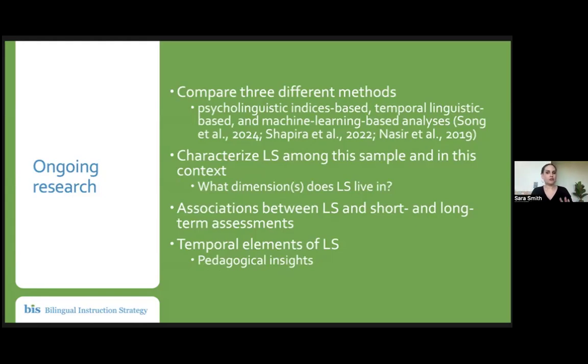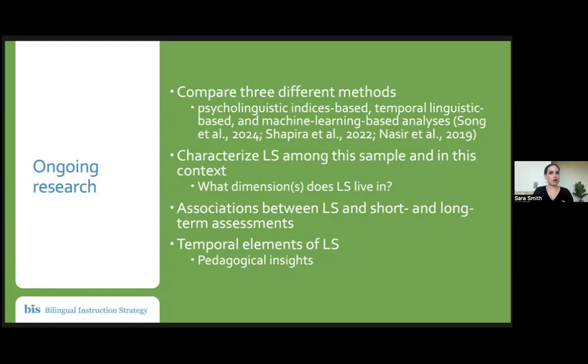And we're also particularly interested in these temporal elements. So when does linguistic synchrony occur? Are there, for example, times in the lesson that we see more linguistic synchrony? Could it relate to inferential language? Could it be more chit-chat, right? Maybe there's more linguistic synchrony in the chit-chat portions. Is it with test questions or real questions?